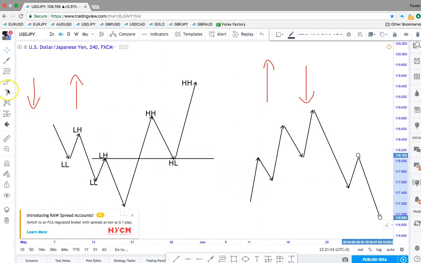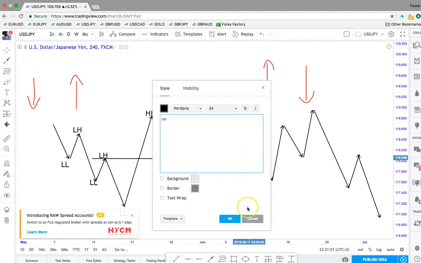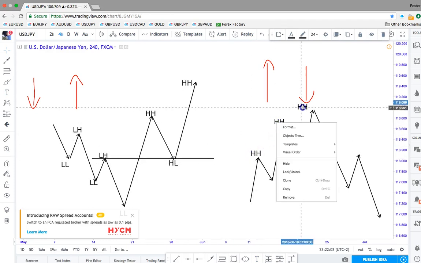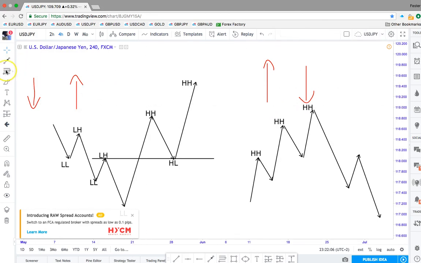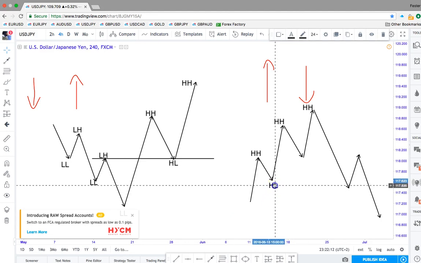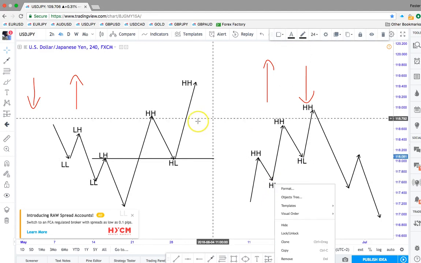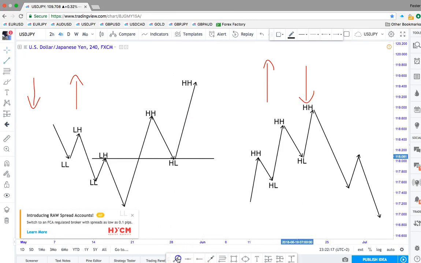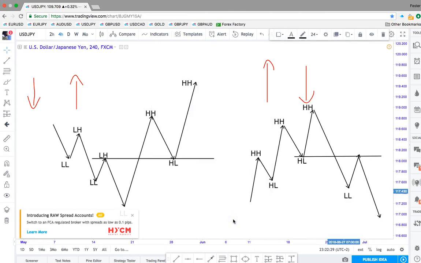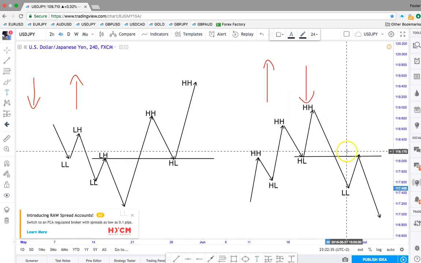So what did we have here? We had higher highs, higher high, higher high. We had here higher lows, right? Higher low. And then if we had our trend line up, we would have been able to pick up that the market then made a lower low. Once the lower low was made, the break of structure was confirmed by the lower high.